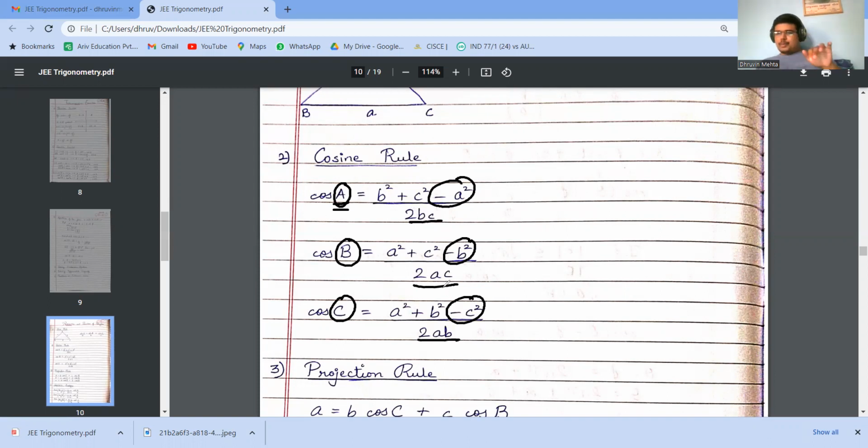Okay, we'll not get into the proofs. These proofs are very lengthy, it will take a lot of time, and we don't need it. So let's just learn these formulas. Wherever tricks are possible, I'll share some tricks which will make it easier to remember.